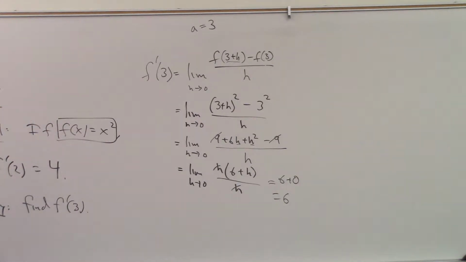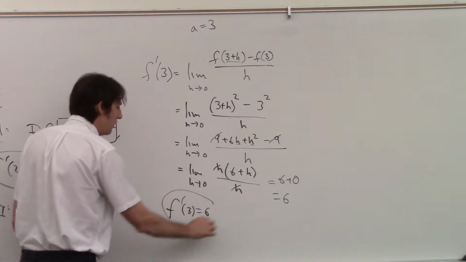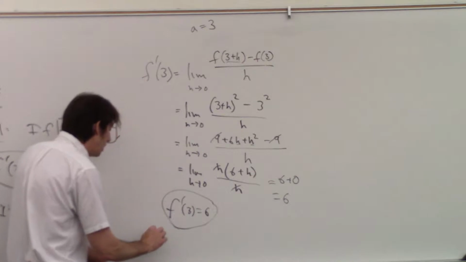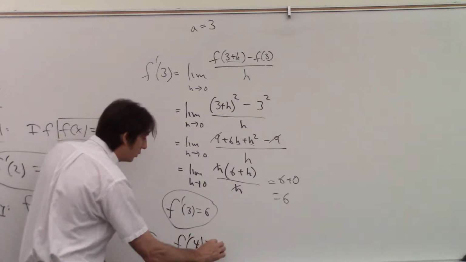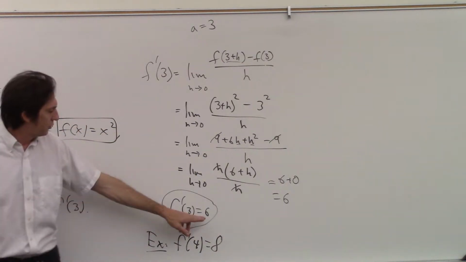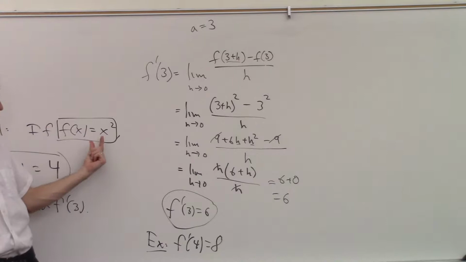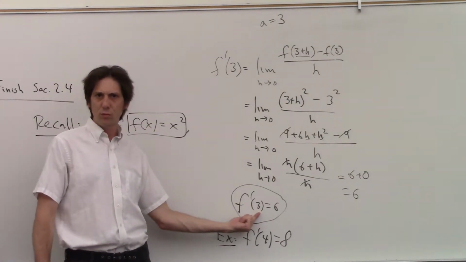All right, so here, I know f prime of 2 is 4. I know that f prime of 3 is equal to 6. If you were to do another one of these examples, you could do a similar thing and find that f prime of 4 is equal to 8. And pretty soon you'll start to notice that the value of the derivative of f of x equals x squared at any given location is just 2 times the input.